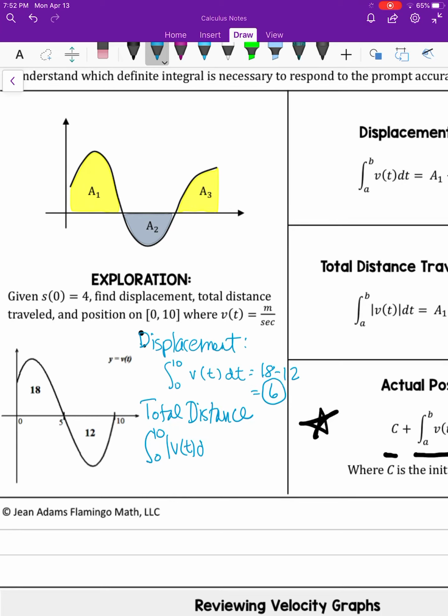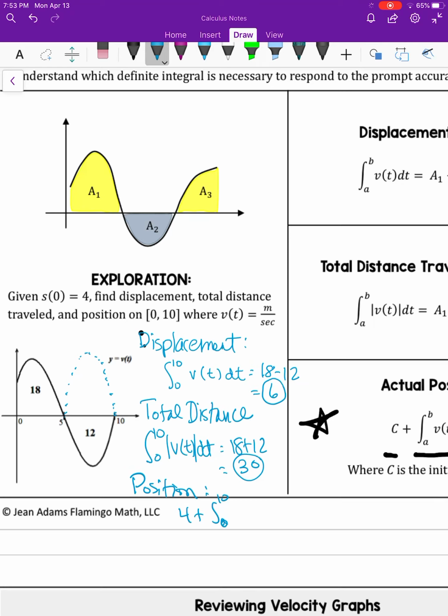Total distance is going to be the integral from 0 to 10 of the absolute value of V of t dt. And if we do absolute value, remember what it does? It kind of just folds it, and that moves up there so that they're both positive. So this is going to be 18 plus 12. That one's going to be 30. So total distance traveled is 30.